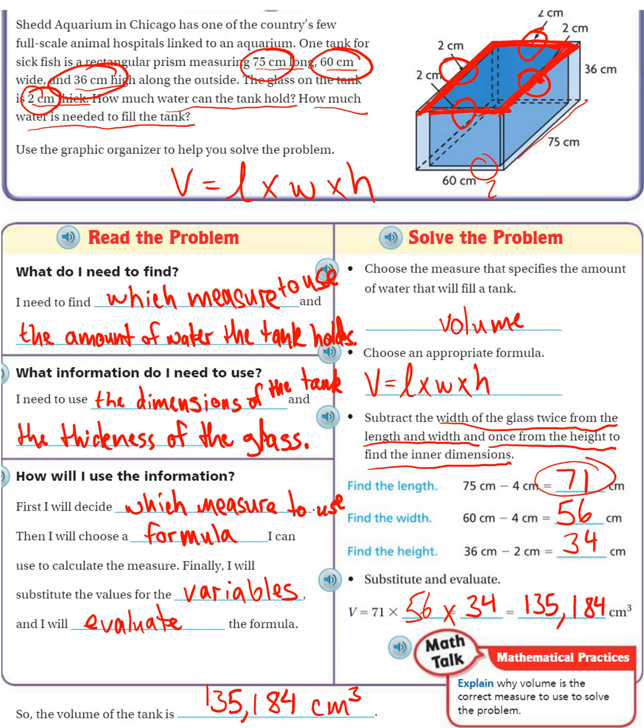Okay, so the trickiest part of this problem was realizing, hey, we got to subtract out the glass, the thickness of the glass.